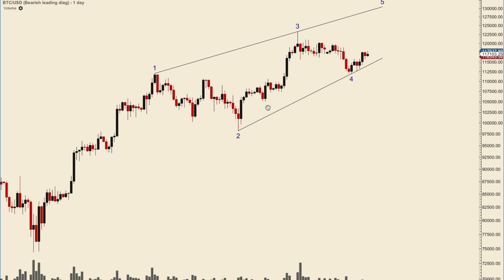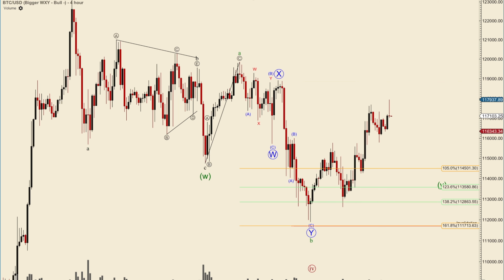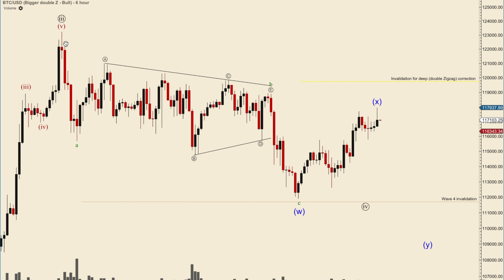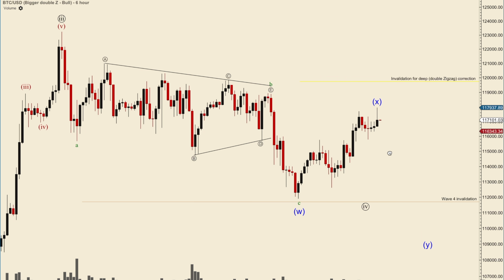So if we analyze the price action with this in mind, we have a couple of different scenarios. So basically we have a scenario here where we analyze this as an ABC to a W, and then a wave X, and then we have a wave Y, making it a double zigzag. This is the invalidation for a deep double zigzag. It's not an invalidation per se, it just lowers the probability. So if we hit this, the probability for it to be another zigzag to the downside lowers significantly.